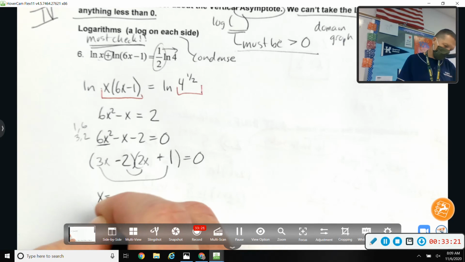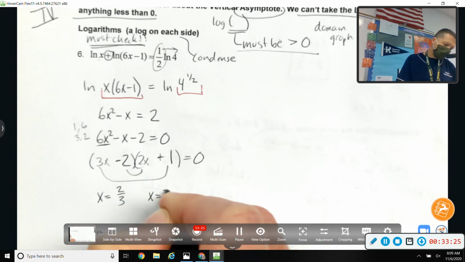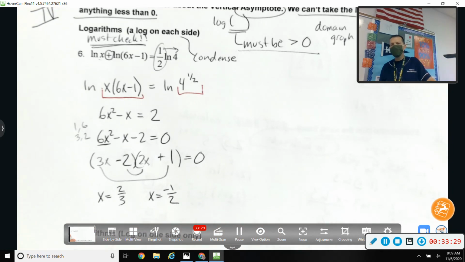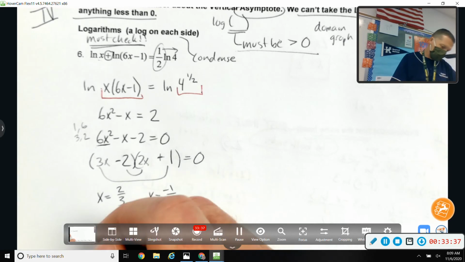So x equals 2/3 and x equals negative 1/2. Okay with that? Yeah. I'm okay with it. Those are the answers, but I have to check to see if I'm taking the log of a negative number.